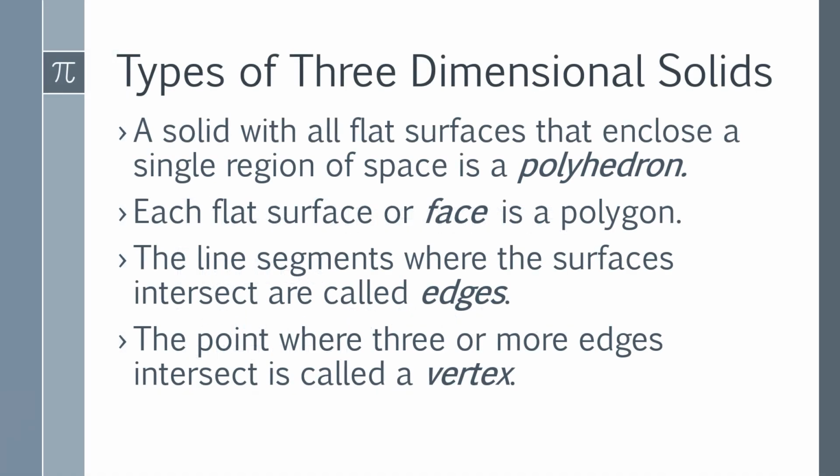So there are different types of three-dimensional solids. The first one we're going to talk about is a solid with all flat surfaces that enclose a single region of space. That's called a polyhedron. Each flat surface or face is a polygon. The line segments where the surfaces intersect are called edges. And the point where three or more edges intersect is called a vertex.